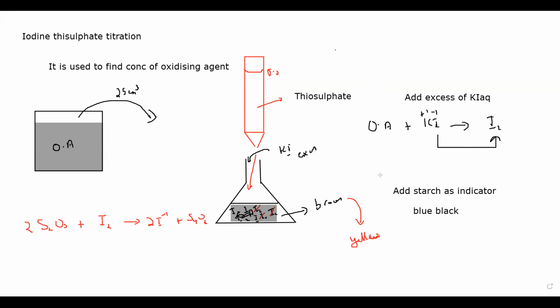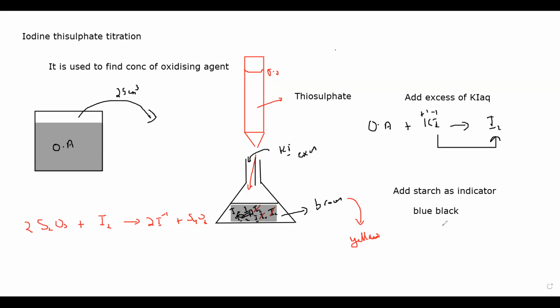Initially we did not add the starch, because if you add starch from the beginning, this will affect the result, because iodine mixes with the starch and you need a greater quantity of thiosulfate to remove iodine from the starch. So when a small quantity of iodine is left in the solution, that is when you add starch. You identify that a small quantity of iodine is left as the solution turns lighter or paler.